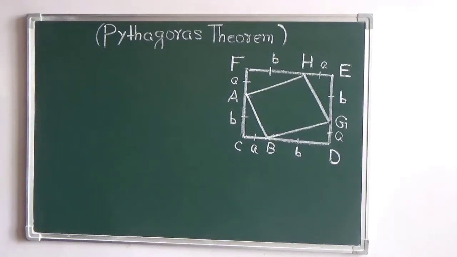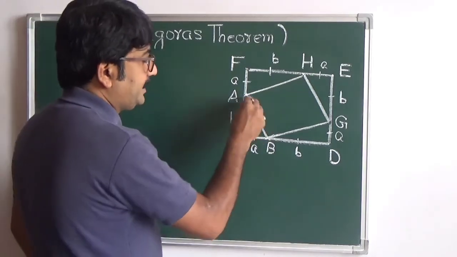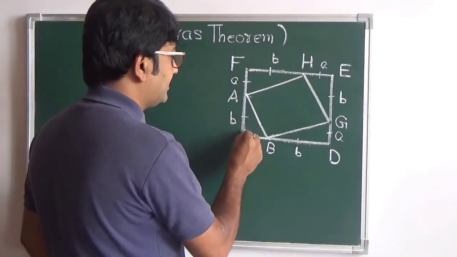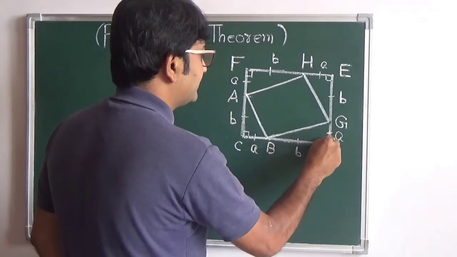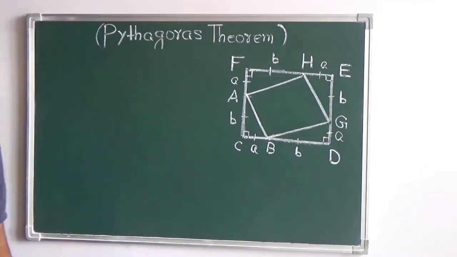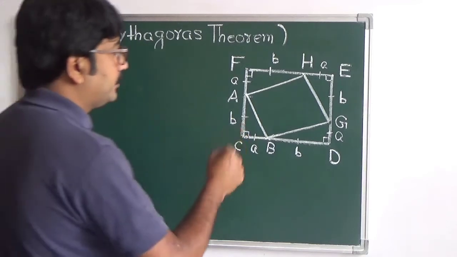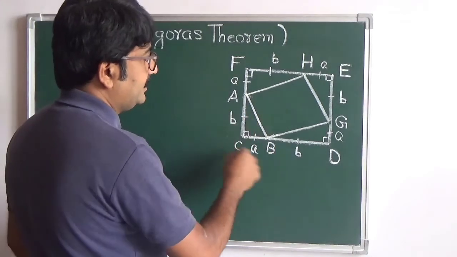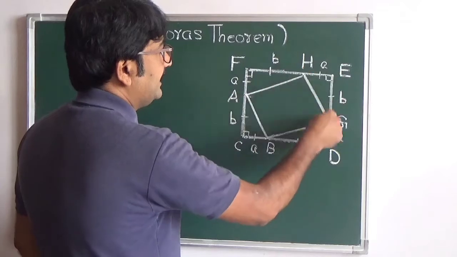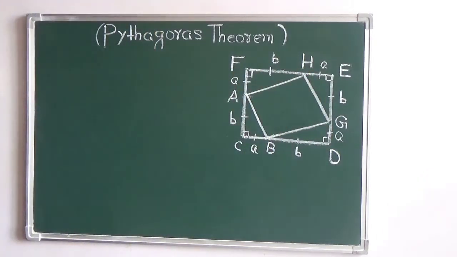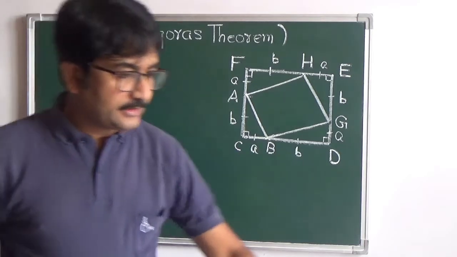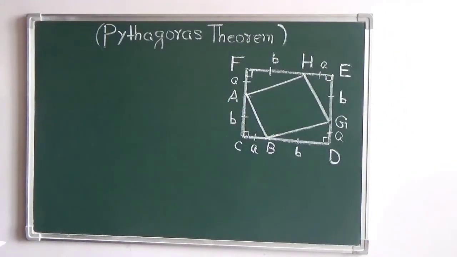And since this is a square, these all are right angles, a property of a square. We will consider four congruent triangles. The four congruent triangles are ACB, BDG, GEH, and HFA. These are the four congruent triangles. So to start with, first we need to write the construction part.